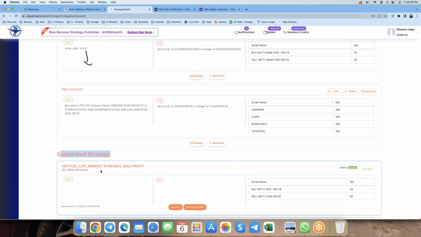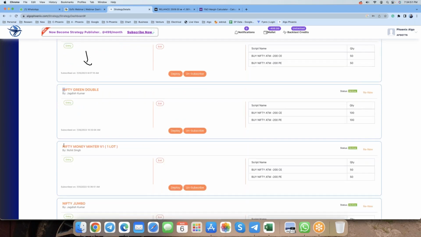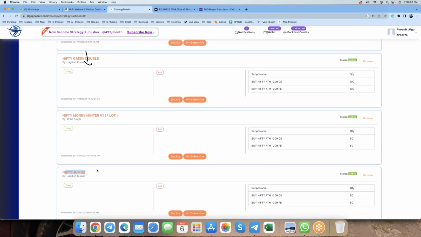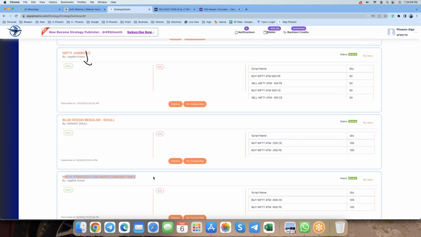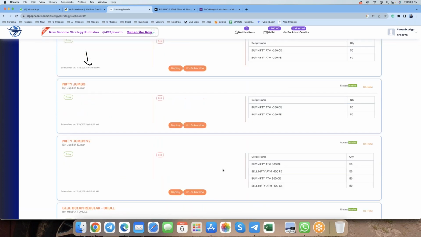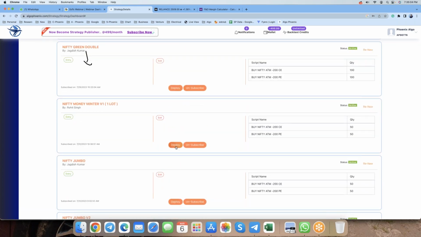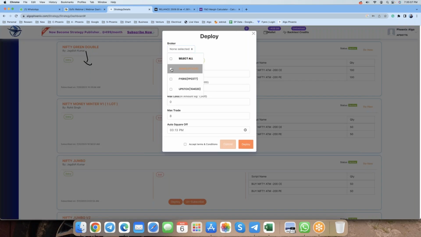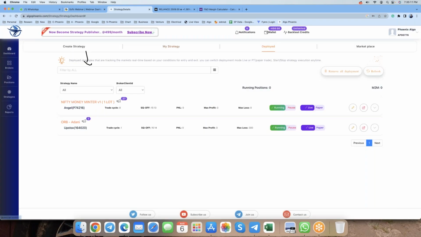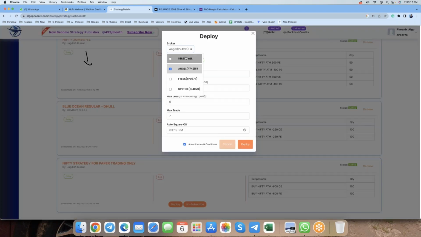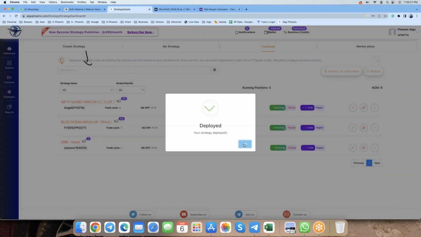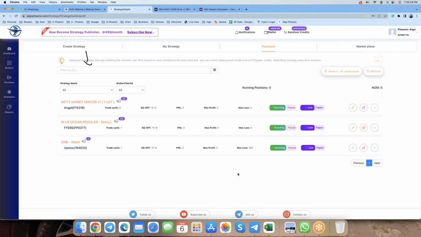So I've subscribed to this strategy, Nifty Green Strategy, Double Green, Nifty Money Multiplier, Nifty Jumbo V2, Blue Ocean Regular, Nifty strategy of paper trade only. I have subscribed to all the strategies. Now tomorrow I want to deploy Nifty Money Multiplier Wealth on my Angel Broking in live trade, and I have deployed. Now on my strategy, I've also purchased the Blue Ocean strategy. I will deploy this on Firstock broker on live market, and I deployed. So I've deployed 3 strategies in 3 different brokers.